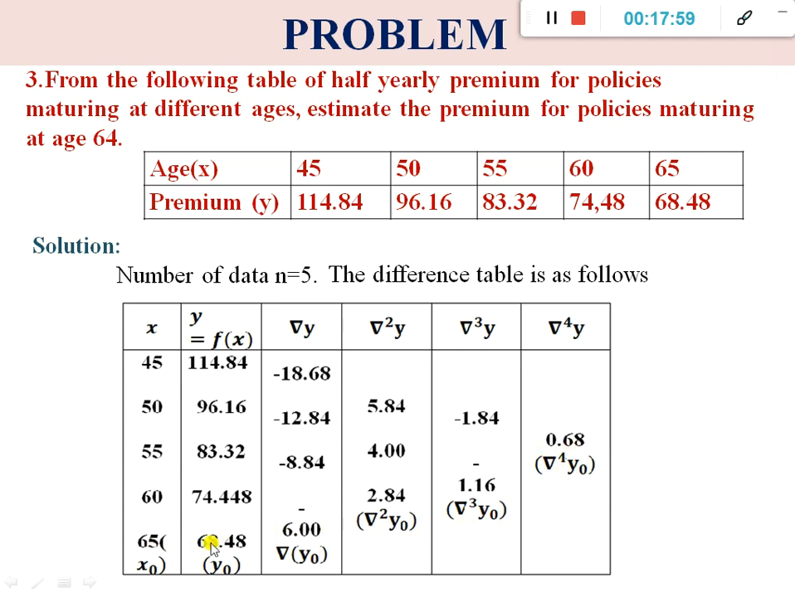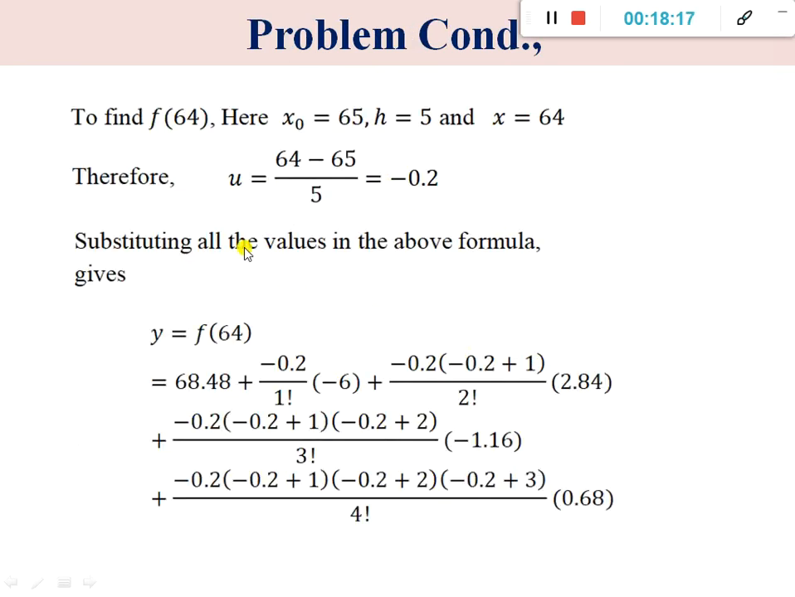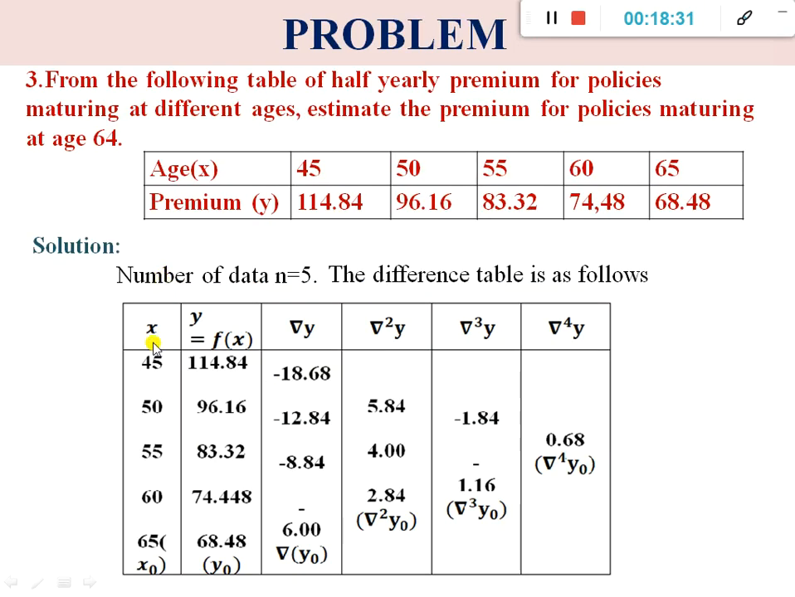At the end the values are x naught, y naught, delta y naught, del square y naught, delta cube y naught, del power 4 y naught. So we are using these values in Newton's backward interpolation formula. This is the Newton backward interpolation formula up to delta power 4 y naught. After using that, we need to find the value at x is equal to 64. Y value at x is equal to 64. Here x naught is equal to 65 and h is the difference of x data, that is 5.